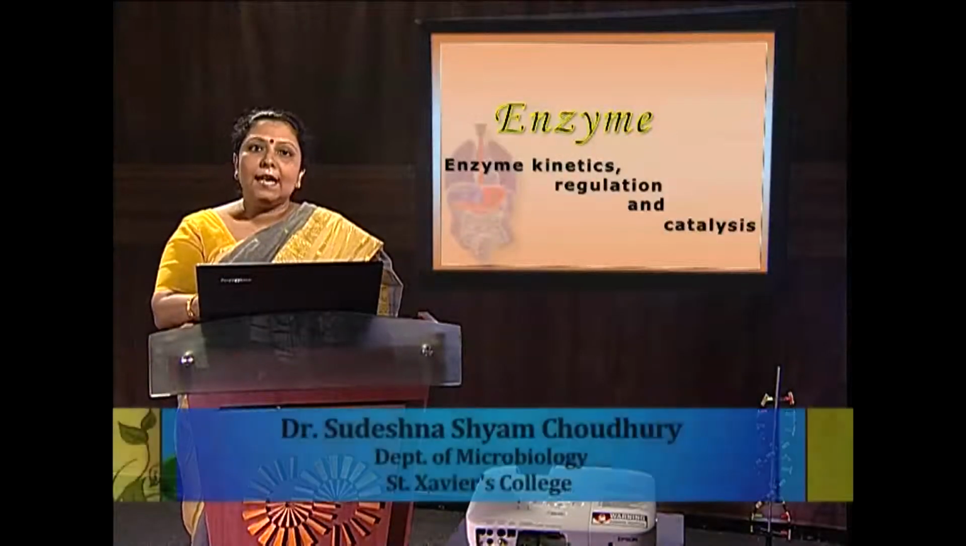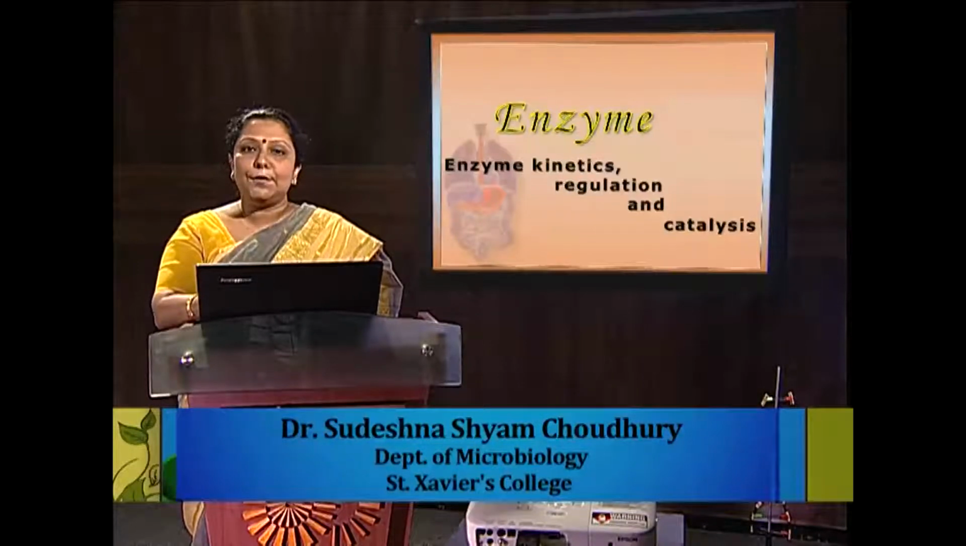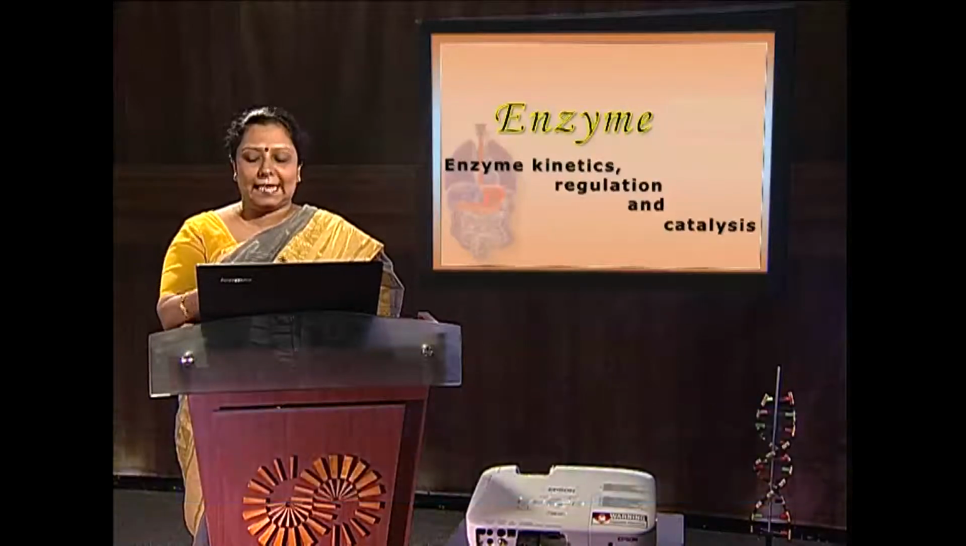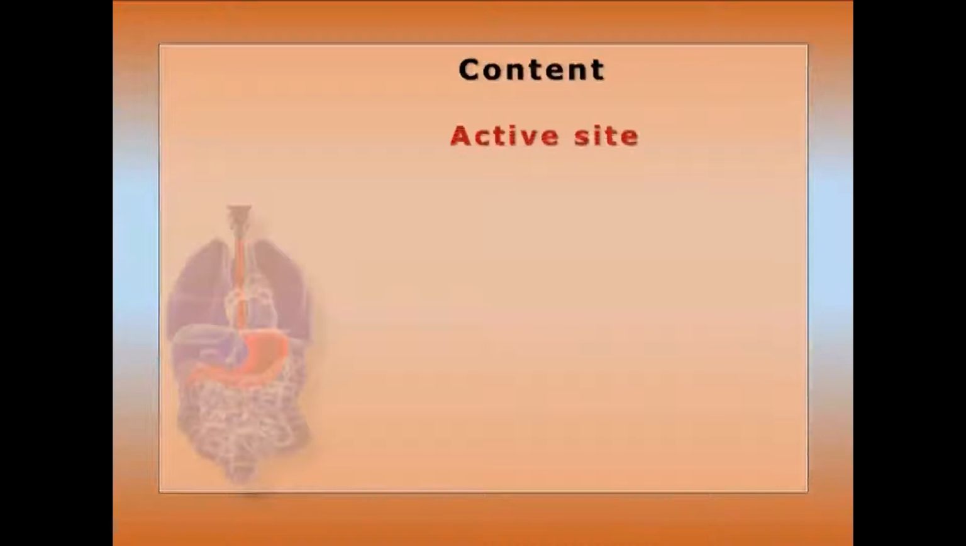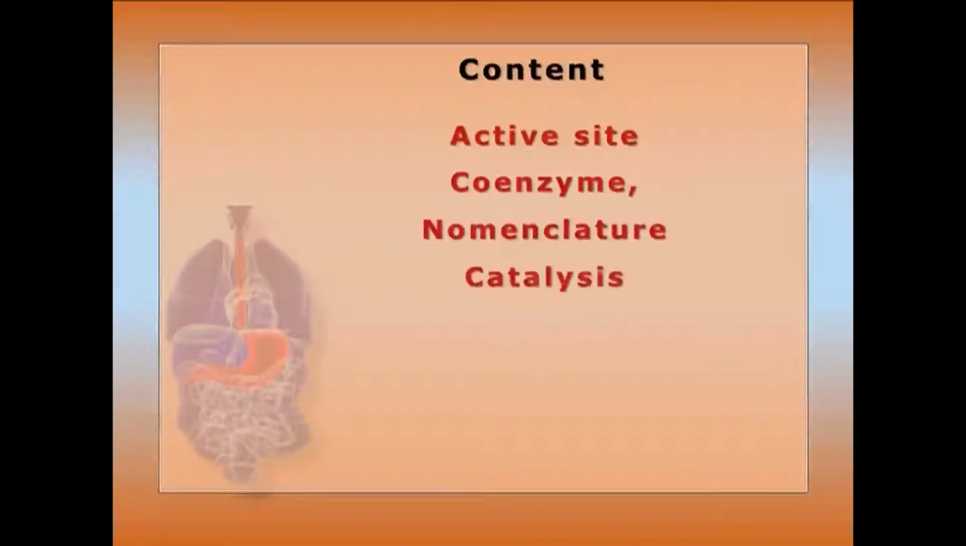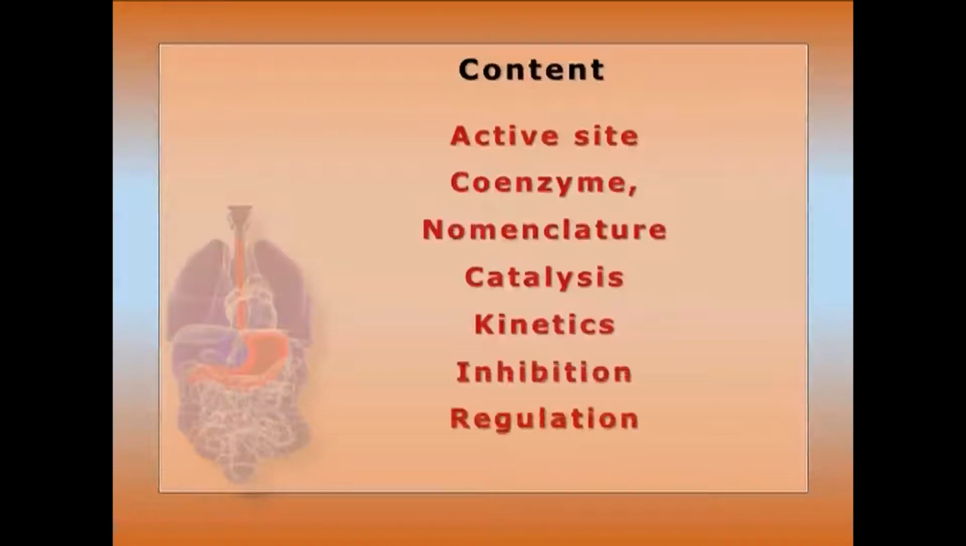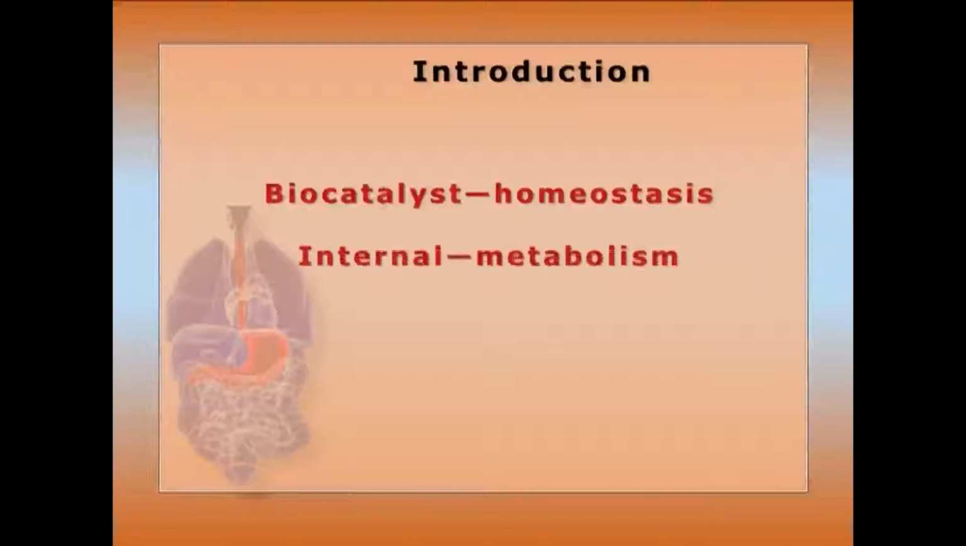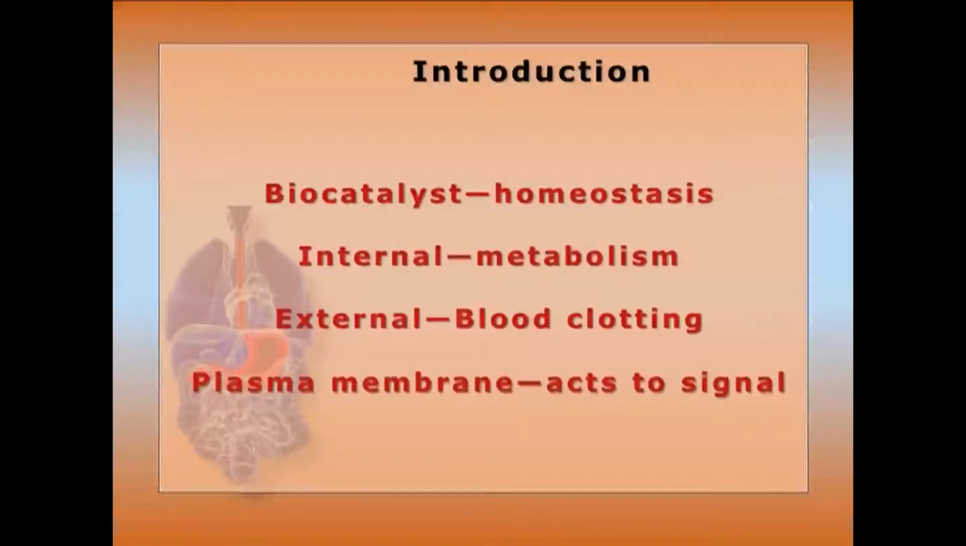Viewers, today I will talk about enzyme kinetics, regulation as well as enzyme catalysis. I will talk about the active site of the enzyme, coenzyme, nomenclature, catalysis, kinetics, inhibition, regulation as well as special classes of enzyme. So, enzymes are biocatalysts regulating the homeostasis of the cell. Within the cell, it regulates the metabolism. Outside the cell, it helps in blood clotting, and plasma membrane enzymes respond to the extracellular signal.